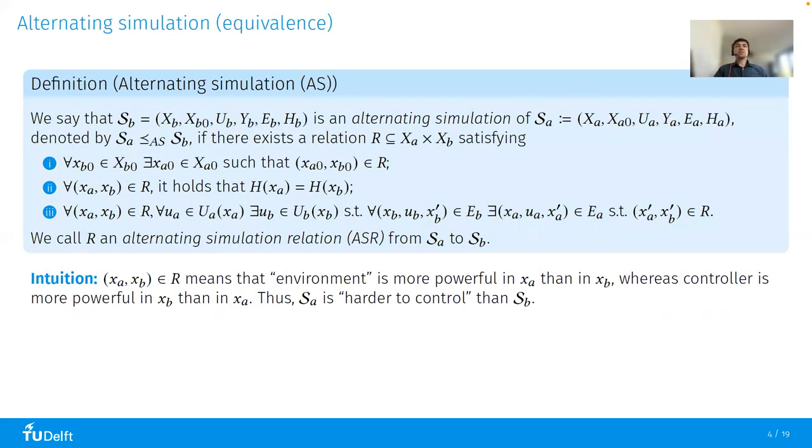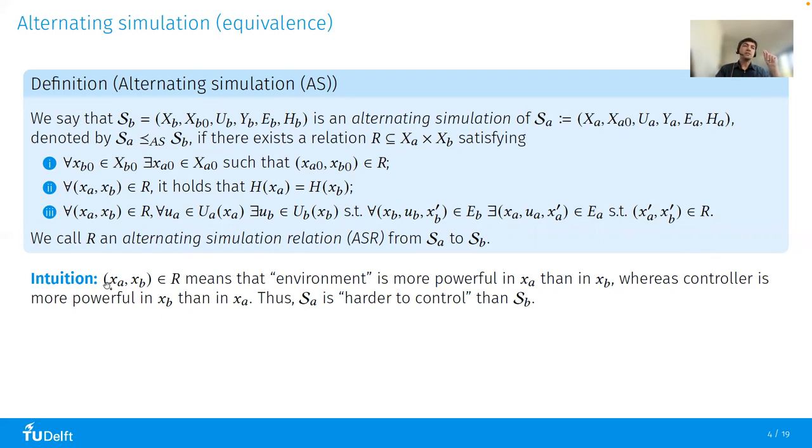Now, what is alternating simulation? This is a bit of a cumbersome notation to digest. We say that a system SB is an alternating simulation of a system SA, denoted by SA smaller or equal than SB, if there exists a relation on the states satisfying these three conditions. I'm not going to go through the definition because there's a lot of alternation of quantifiers. If there's such a relation, we say that R is an alternating simulation relation from SA to SB.